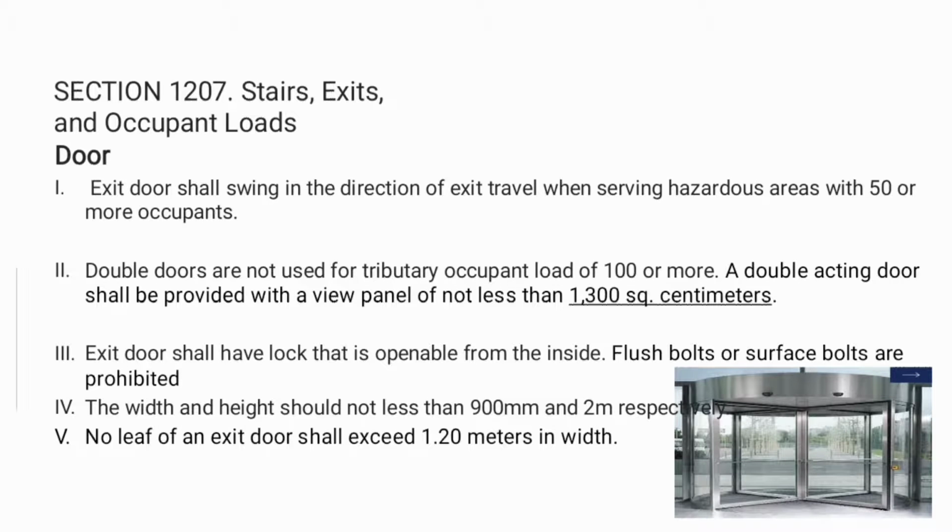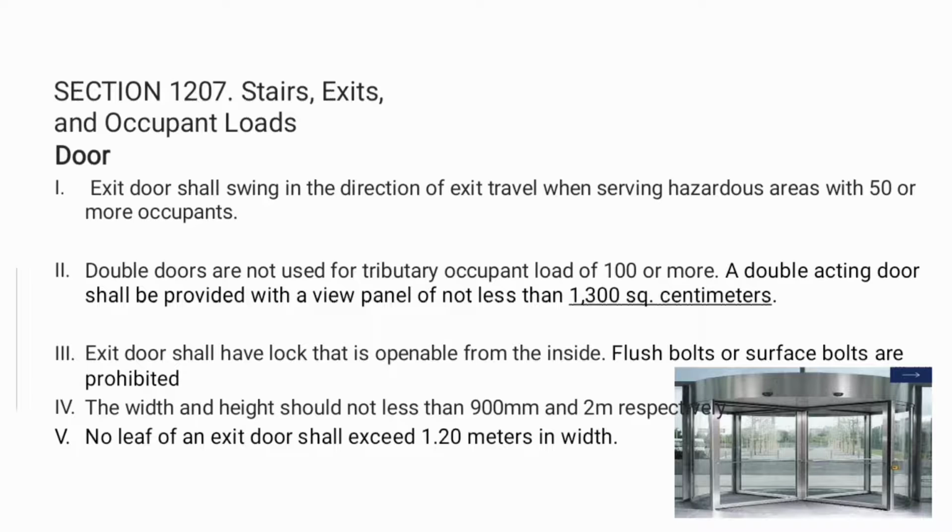Now, when it comes to the door requirements, the exit door shall swing in the direction of exit travel when serving hazardous areas with 50 or more occupants. It is applicable especially if there is an emergency. So your door, for example, is inside the building. When you exit through the door, its swing direction should be the same as the direction of your exit, heading outward. But that's only applicable to hazardous areas, especially hazardous areas with 50 or more occupants.